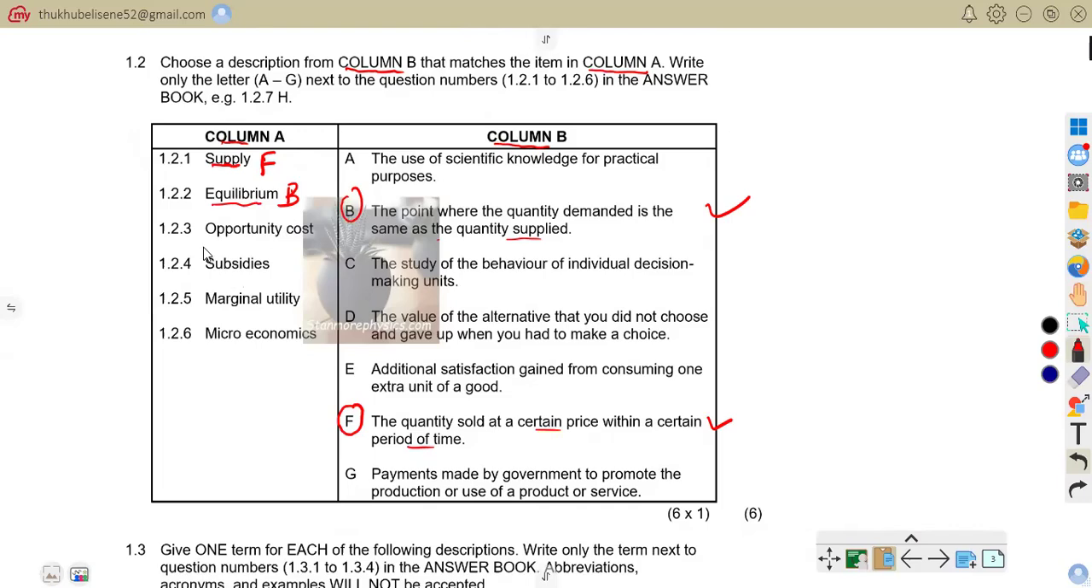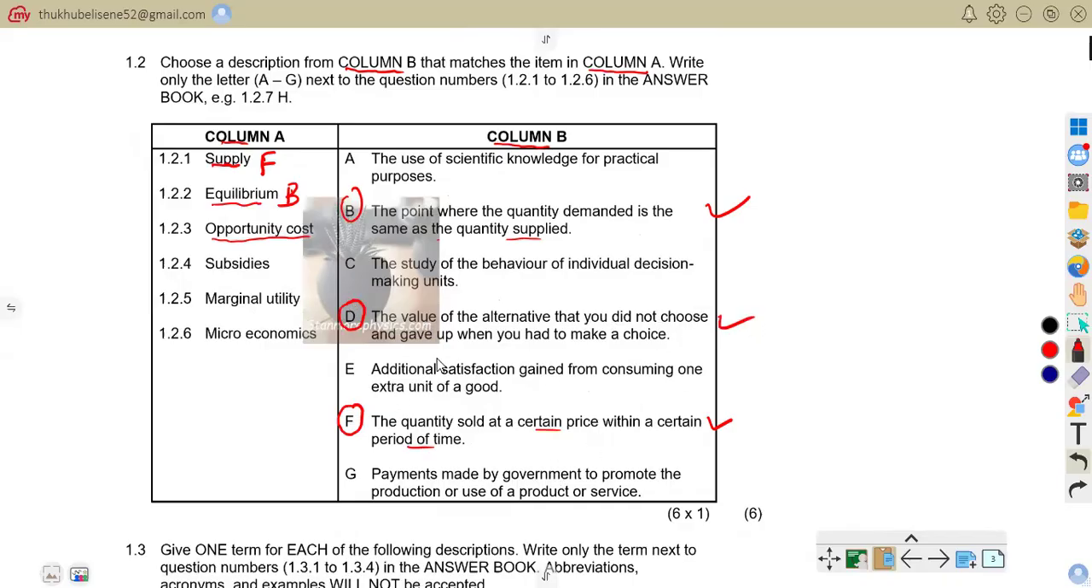Let us move on to 1.23, which talks about opportunity cost. Like 1.21 and 1.22, we are to go through the descriptions and see which one is going to match opportunity cost. If we go through all of them, you can see, good people, that for 1.23, D does match it. D is the correct answer for that.